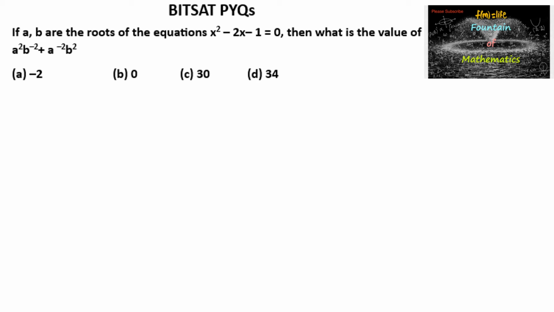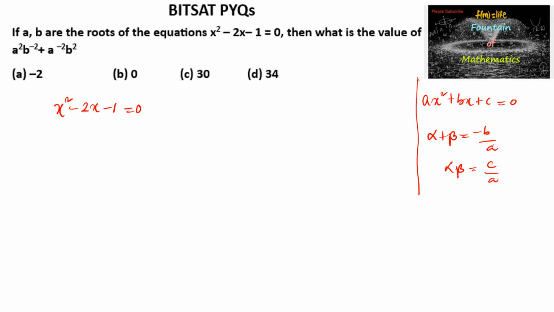If a, b are the roots of the equation x square minus 2x minus 1 is equal to 0, then what is the value of a square into b power minus 2 plus a power minus 2 into b square? We know that for the quadratic equation ax square plus bx plus c equals 0, if alpha and beta are the roots, then alpha plus beta is equal to minus b upon a, and the product of the roots alpha beta is equal to c upon a. So here a and b are the roots. Since a and b are the roots, the sum of the roots is equal to minus of minus 2 divided by 1, which is 2, and the product of the roots ab is equal to minus 1.